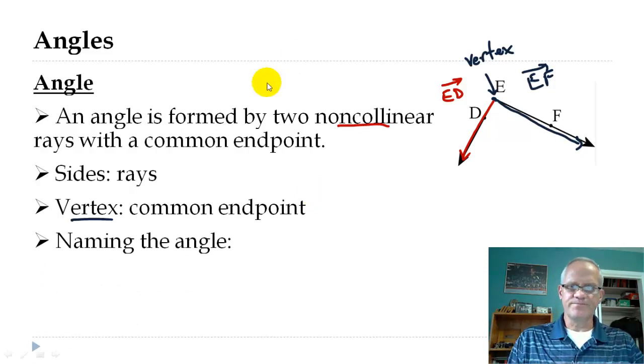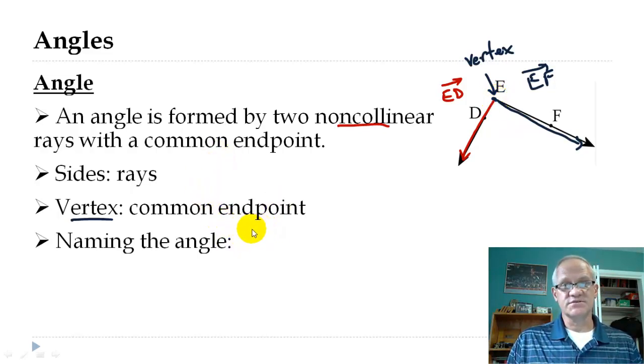All right, now when we name an angle, there can be a number of different ways you can name an angle. One way is if there are no other angles, like look at the vertex, which is point E. This is the only angle that can be made with E in the middle, right? So one way that we could say this is we could call it angle E.